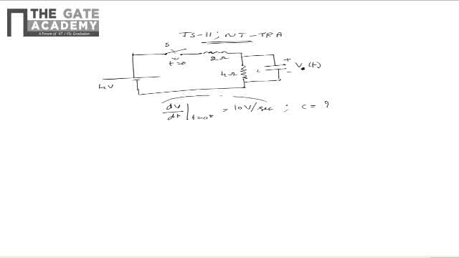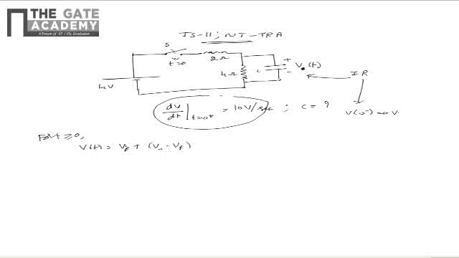So it is already given that dV by dt at t equal to 0 plus is 10 volts per second, and it's also given that the circuit is initially relaxed. So first let us analyze the circuit for t greater than or equal to 0. As the circuit is initially relaxed, V of 0 minus can be written as 0 volts. So for t greater than or equal to 0, V of t can be written as Vf plus Vi minus Vf multiplied by e power minus t by R equivalent multiplied by C.